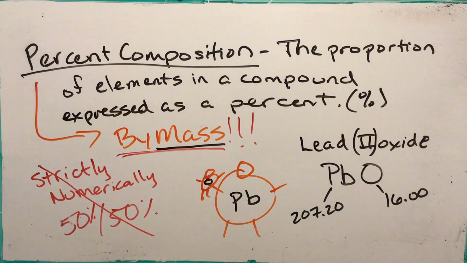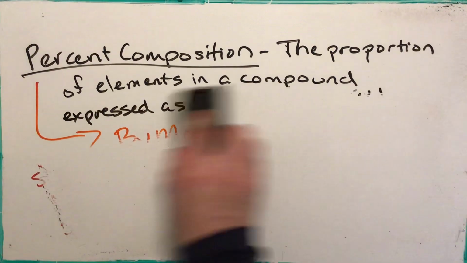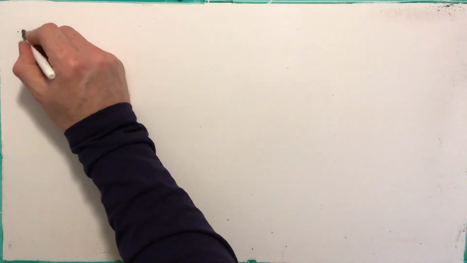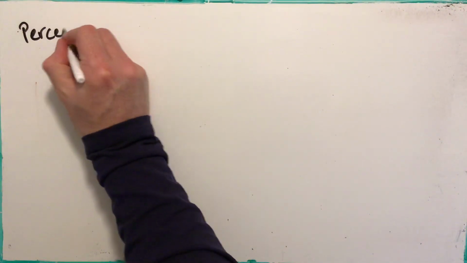So our next step is how to do this. What I like to do with all the stuff in our quantitative chemistry unit is break it down into steps of how to. If I go through each of these steps and do them properly, I should arrive at the answer. So I'm going to put percent composition up here.